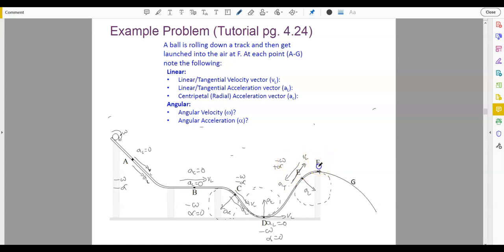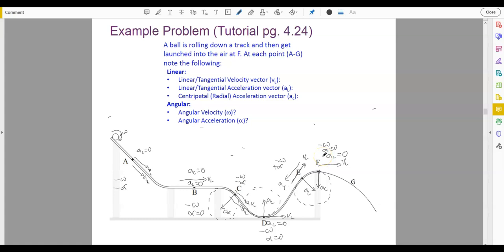All right, finally at F, it's going to be moving horizontally. Okay, but F is kind of like this instance right here, or like at D, where it's going from slowing down, and then if this track continued, it'd be going to speeding up. So it's going to have no tangential acceleration. However, it is going to have a centripetal acceleration vector straight down, okay? Its omega is still going to be negative, but its alpha will be 0 since its tangential acceleration is 0.